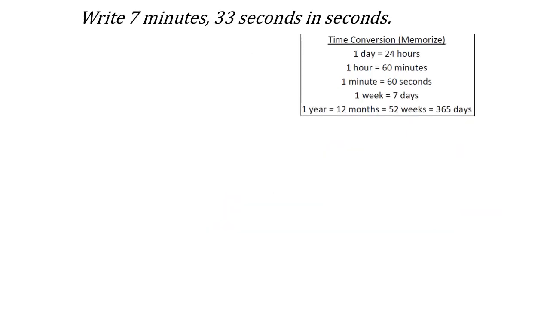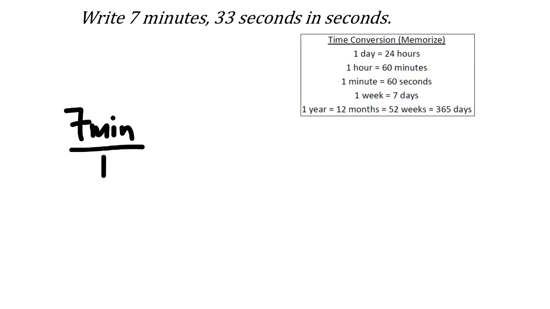All right, write 7 minutes 33 seconds in seconds. So in other words, 7 minutes 33 seconds. How many seconds is that total? Well, what I need to do on this one is change 7 minutes into seconds. I need to know how many seconds there are in 7 minutes. Now, if you know, you're just going to take 7 times 60, that's fine, but I'm going to show the dimensional analysis for this one, even though we are a little short on time.